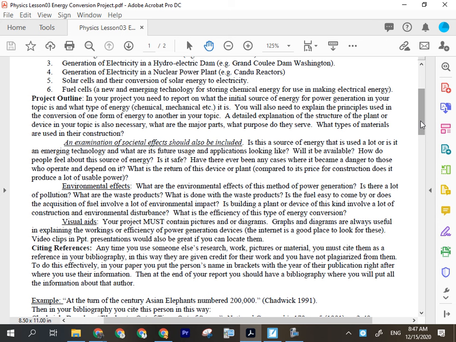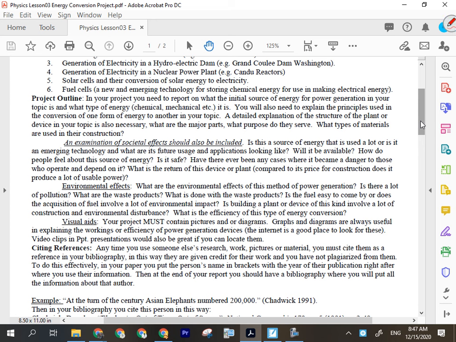What types of materials are used in their construction? Are there special materials that are needed to build these things? Are wind turbines made out of a special material? Solar panels, what kind of materials are they made out of, etc.